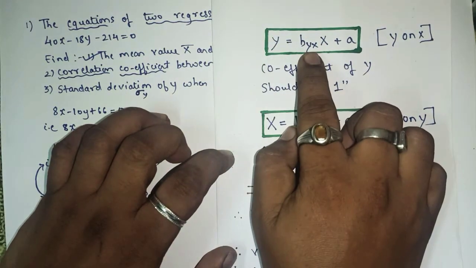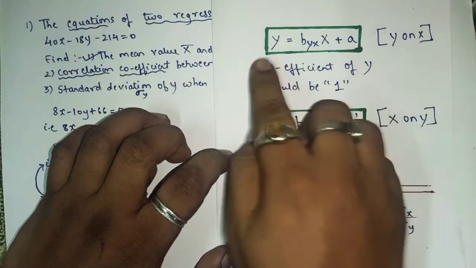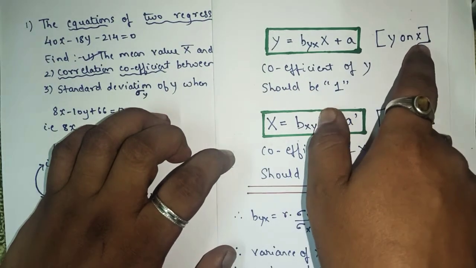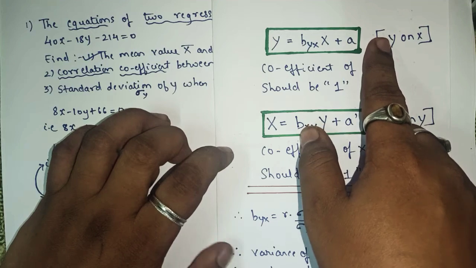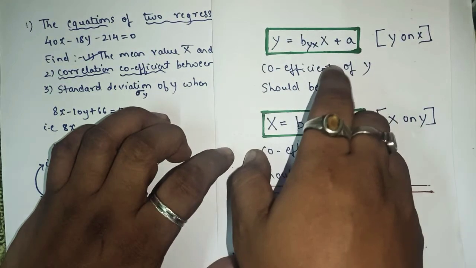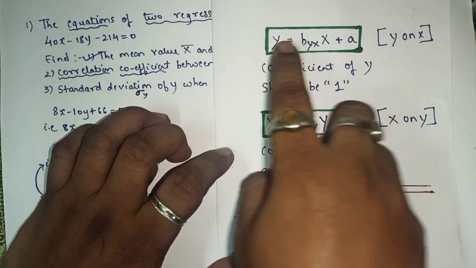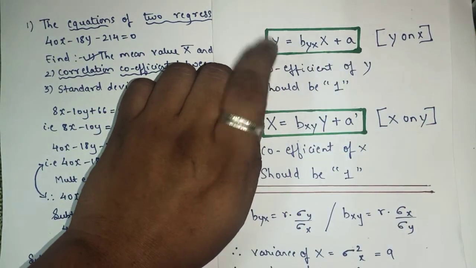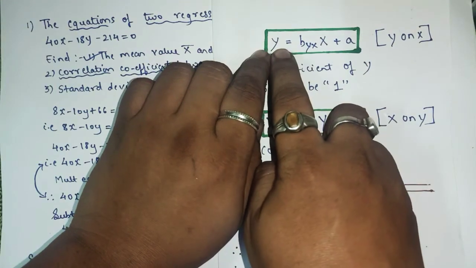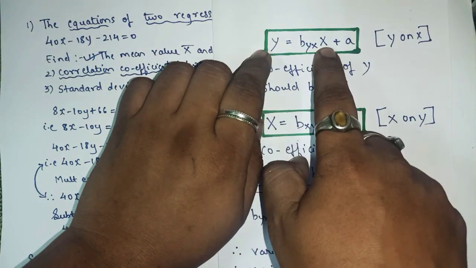Okay, so the first one, I hope you all might be knowing, this equation is known as what? Y on x. This equation we had seen in the first exercise while solving the two regression lines. The first one is y on x. So why is it y on x? Clearly we can see that on the left hand side y is there and on the right hand side x and a number are there.